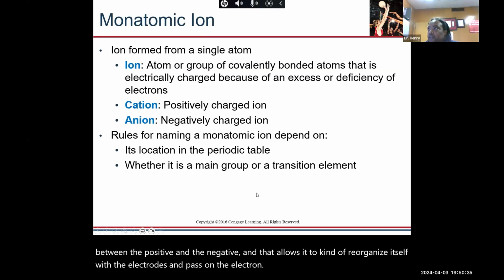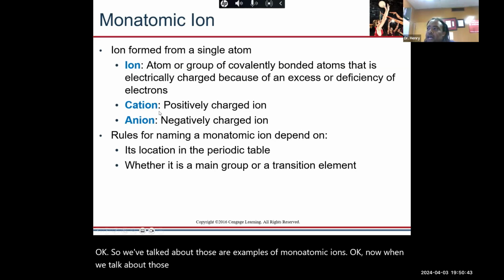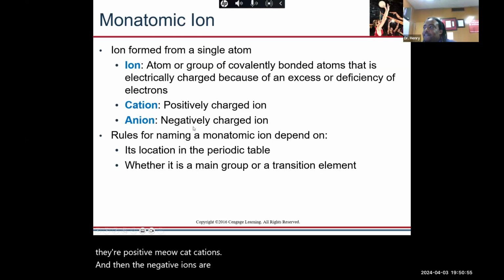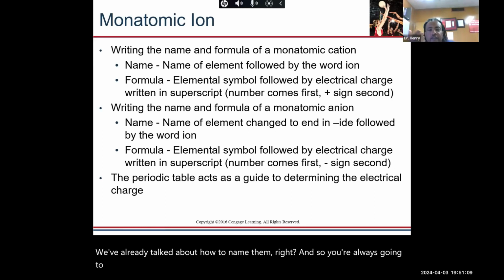Okay, so we've talked about those examples of monoatomic ions, okay? Now, when we talk about those monoatomic ions, the positive ions are called cations because they're positive, meow, cat ions. And then the negative ions are called anions. We've already talked about how to name them, right? And so you're always going to put the positive first, and then in the case of monoatomic ions, the negative always has the "ide" associated with it.